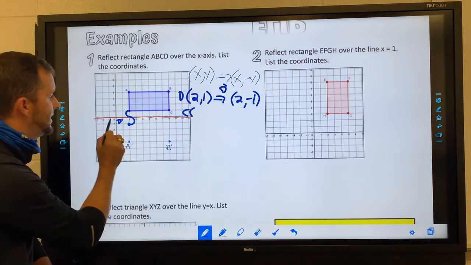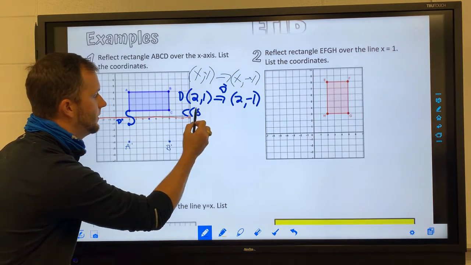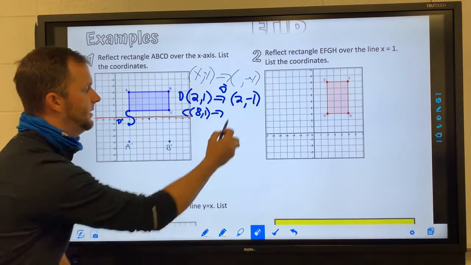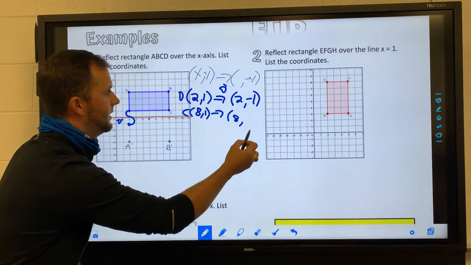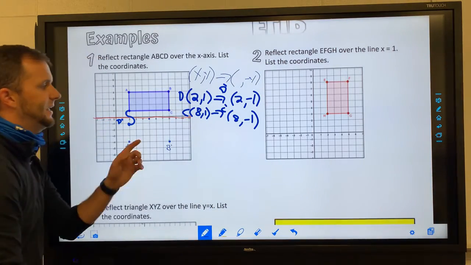So point C is sitting at 8, 1. I'm going to do the same exact rule. I'm going to keep the x coordinate. The x coordinate's 8. I'm going to change the y coordinate to its negative. So C prime is sitting at 8, negative 1.